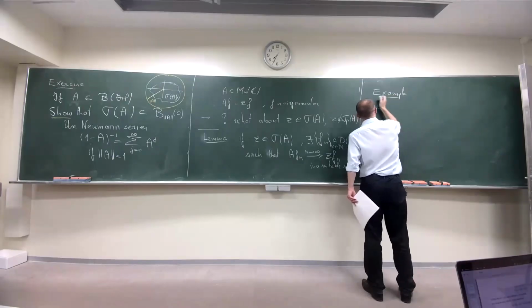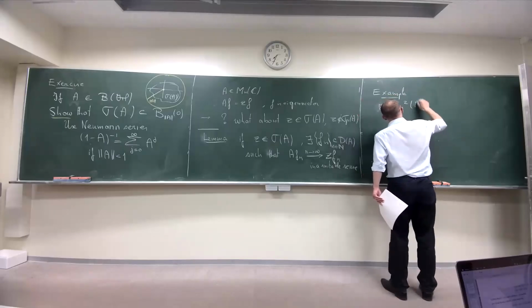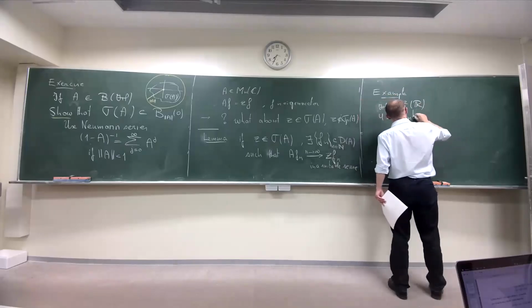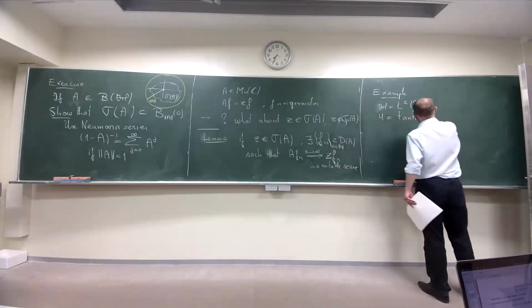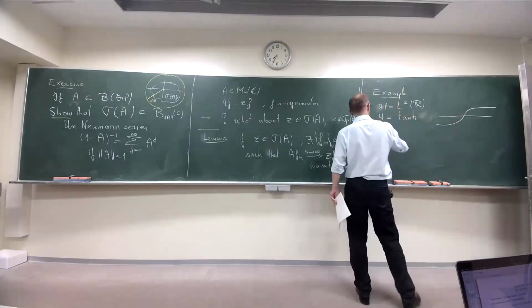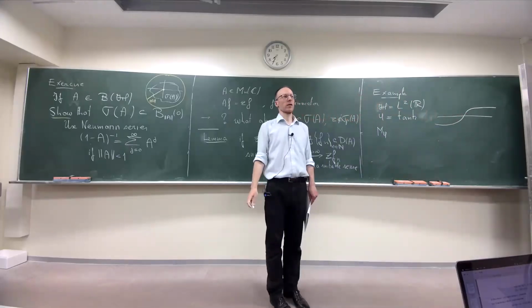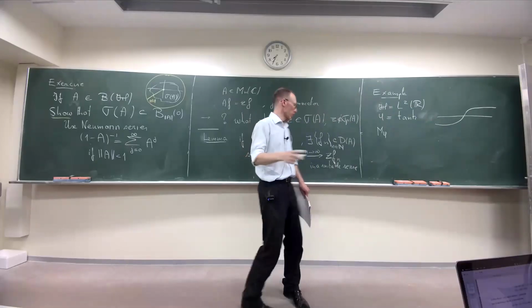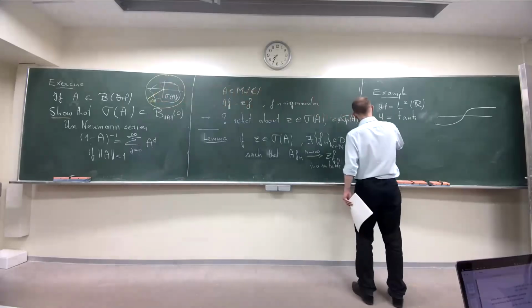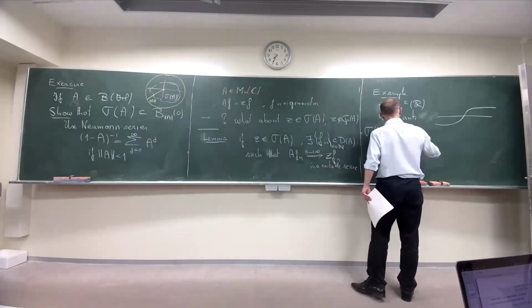Take again H equal to L2 of R. Let me take phi. I already mentioned this example: hyperbolic tangent of x, because it has this shape. Okay, this is hyperbolic tangent. So I consider M_phi. Can you guess what is the point spectrum of M_phi? If you remember this sine function, the point spectrum of M_phi is also empty. For the same reason, you cannot find a solution of this equation.